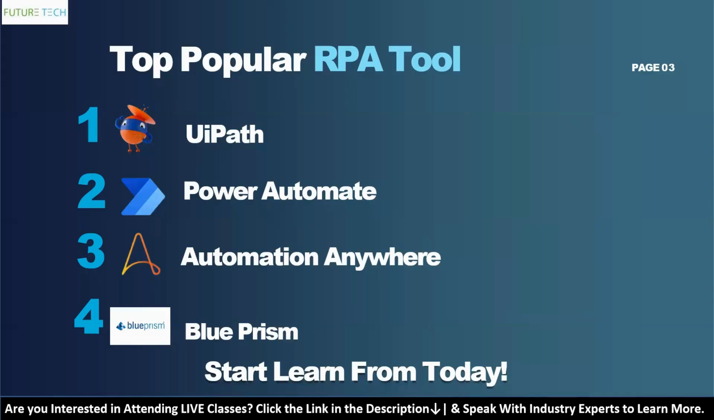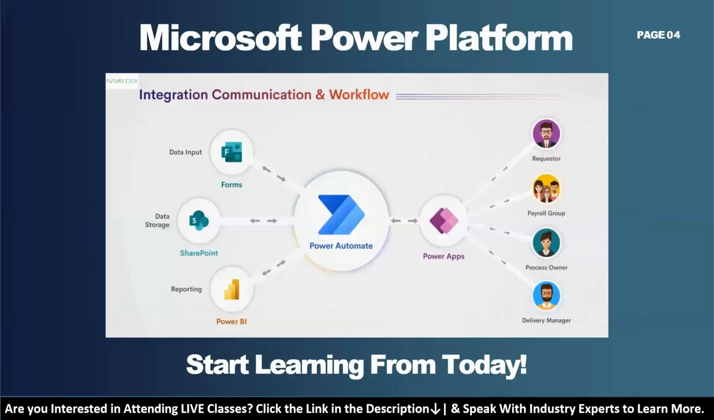Apart from Blue Prism, we have multiple RPA tools, like Kofax, NICE, and WinRunner, many tools available on the market. But if you talk about the top RPA tools, they are UiPath, Power Automate, Automation Anywhere, and Blue Prism. Okay, so let me go to the next slide, guys.